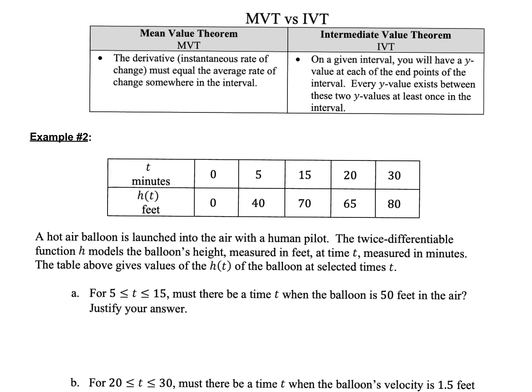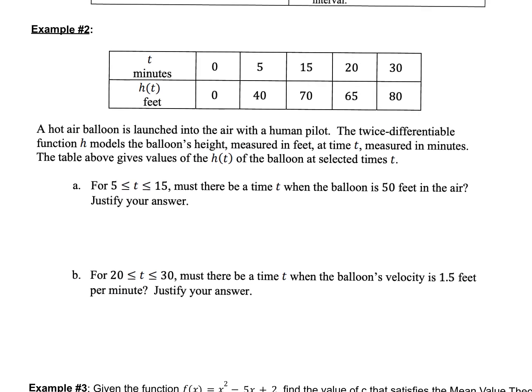So let's do an example, maybe where we're going to put all of this together. We have a hot air balloon launched into the air with a human pilot. The twice differentiable function h models the balloon's height measured in feet at time t measured in minutes. The table above gives the values of h of t of the balloon at selected times t. So part A, for the interval from 5 to 15, must there be a time t when the balloon is 50 feet in the air?